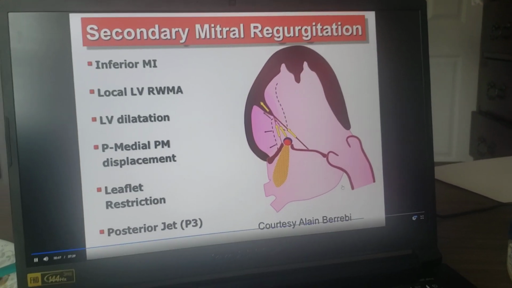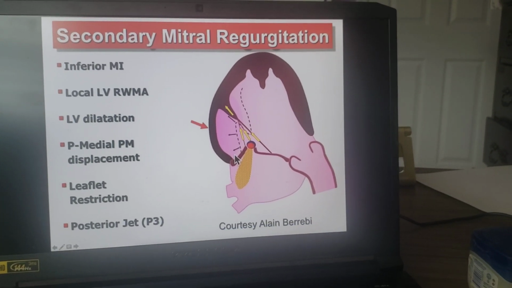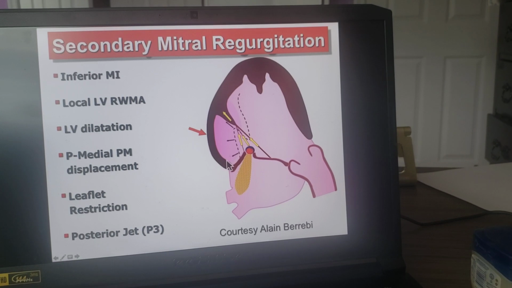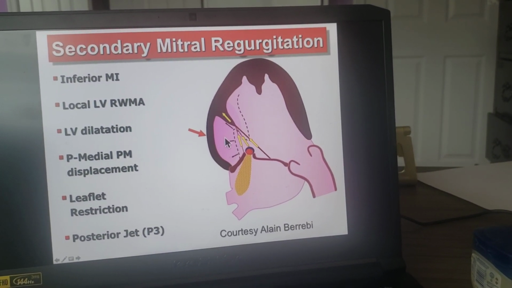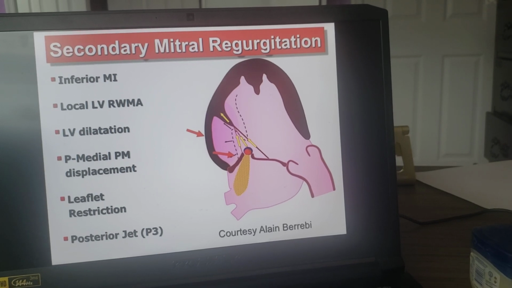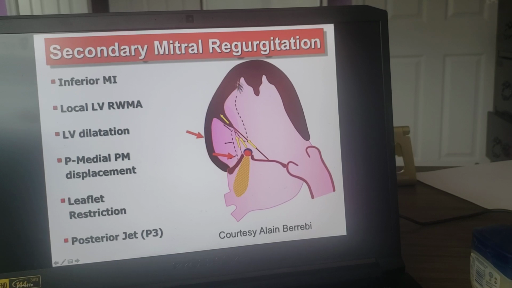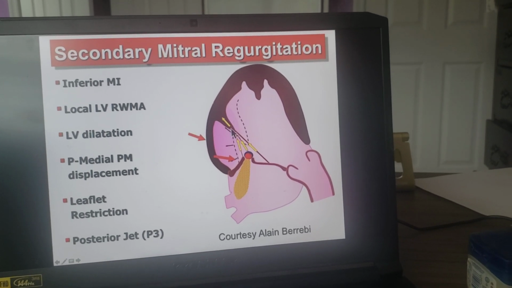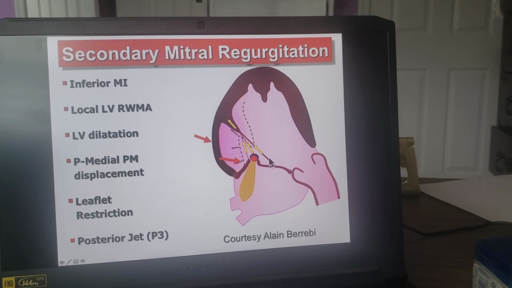This is an example of a patient who had an inferior wall MI. So you can see that there is an inferior wall myocardial infarction. As a consequence of that, there is a remodeling of the ventricle. And what happens here is that this posteromedial papillary muscle is apically displaced. And as it's apically displaced, it makes all of these cords really taut.